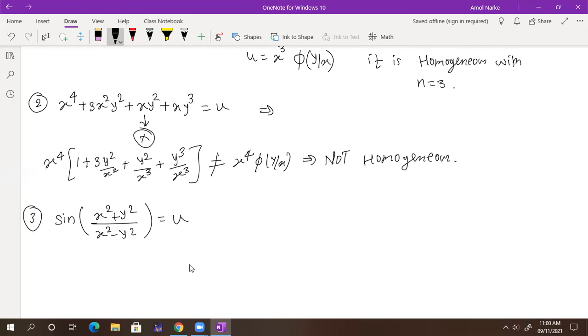Someone is saying it is not, because it is a function of sine and it shouldn't be. Okay, I partially agree with you. Anyone else? Or does everyone agree that this is not homogeneous? What if I say it is homogeneous?